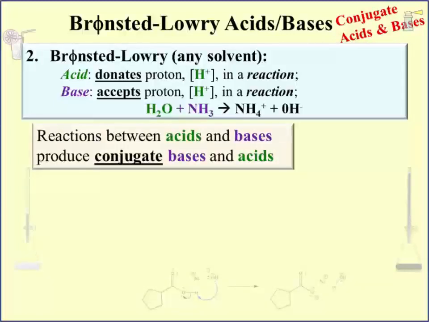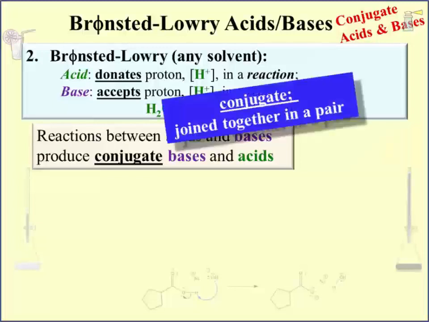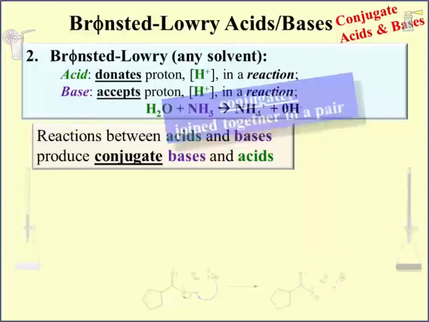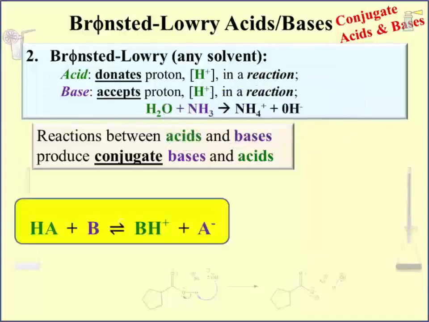Reaction between acids and bases produces conjugate bases and acids. The term conjugate in this context is defined as joined together in a pair. The pair is an acid and a base, or a base and an acid. These pairings can be shown with a generic reaction that has a Bronsted-Lowry acid, HA, reacting with a Bronsted-Lowry base, B. Conjugates are always on the other side of the reaction.